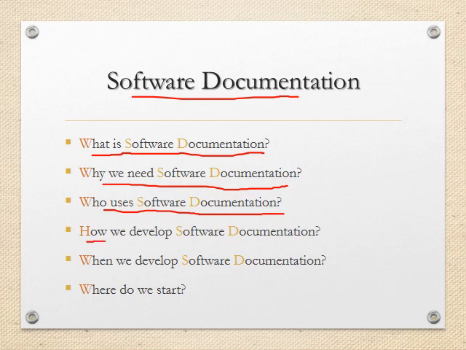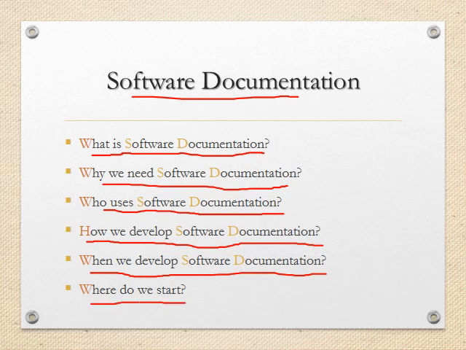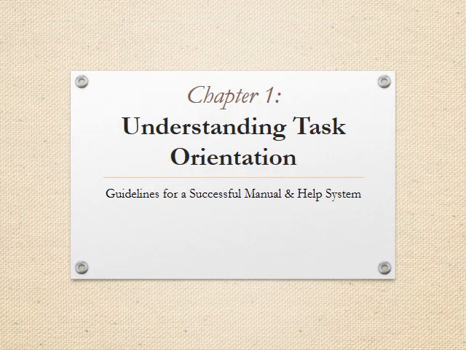The fourth question: how do we develop software documentation? Is there a specific process? Are there specific guidelines we need to follow in order to develop the software document? When we develop software documentation, is there a specific time during the software development life cycle? Do we have to wait till we finish the software, or can we start writing the document during the development of the software? And finally, where do we start? What's the beginning, or what's the starting point?